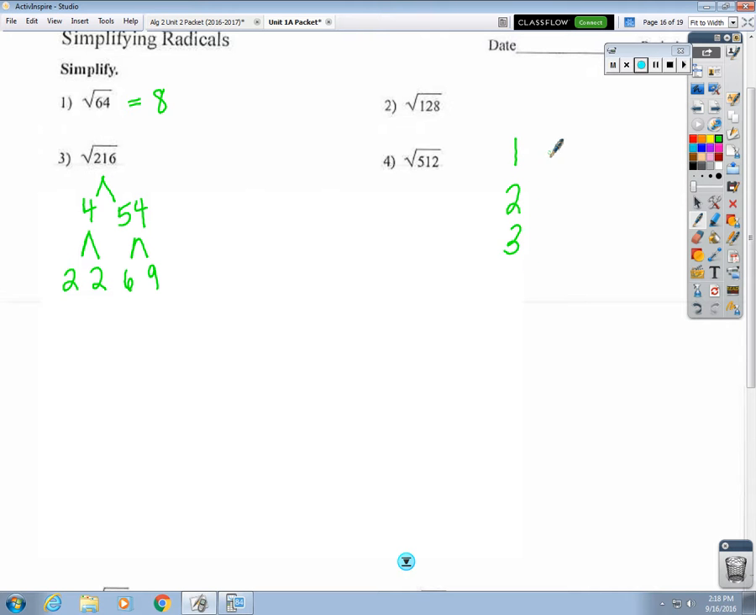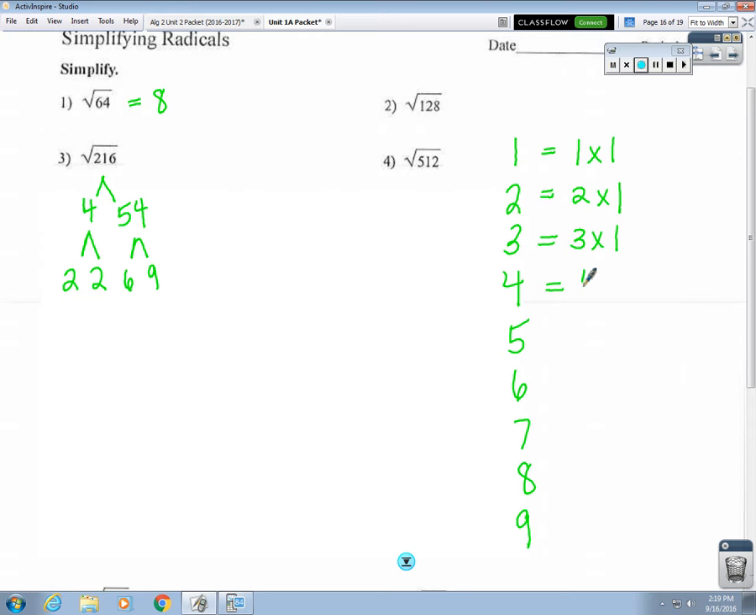Okay, look. 1 is prime, 2 is prime, 3 is prime, 4 is not prime, 5 is prime, 6 is not, 7 is, 8 is not, 9 is not. Let's talk about why. The only way to get a 1 is to do 1 times 1, right? The only way to get a 2 is 2 times 1. The only way to get a 3 is 3 times 1. But you can get a 4 by doing 4 times 1 or 2 times 2, which makes it not prime.